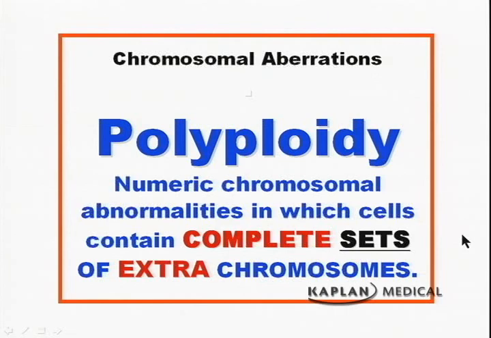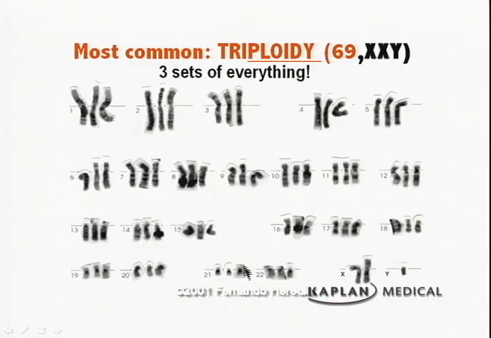Now, another kind of aneuploidy is polyploidy. Polyploidy is a numeric chromosomal abnormality in which cells contain complete sets of extra chromosomes, not an extra single chromosome, but an extra set of chromosomes. And here we can see, instead of having 46 chromosomes, we have 69 chromosomes. This is called triploidy, 3, 3, 3. They are all extra sets of chromosomes.